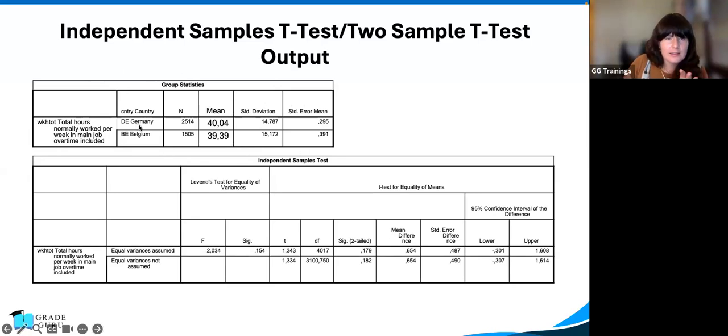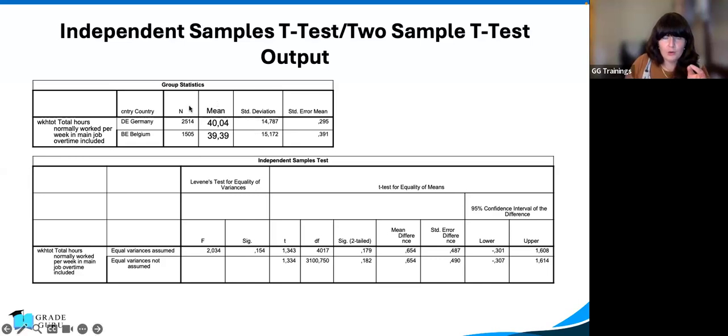You can see in this output, good idea to be able to read output. Your variables will always be visible in output. So if you have a look here, where can you see variables? Well, you can see Germany and Belgium underneath country. That means that Germany and Belgium are the two groups that are being compared. And what are they being compared on? Right here in the row: how many hours they work per week.